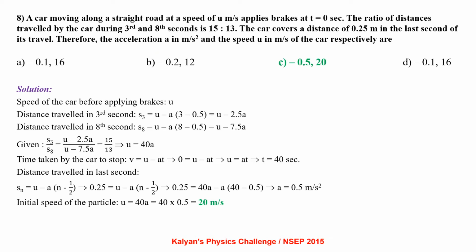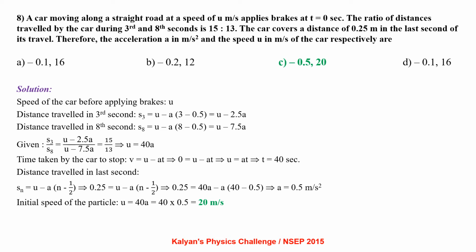A car moving along a straight road at a speed of u meter per second applies brakes at t equal to 0 seconds. The ratio of distances travelled by the car during 3rd and 8th seconds is 15:13. The car covers a distance of 0.25 meter in the last second of its travel. Therefore, the acceleration a in meter per second square and the speed u in meter per second of the car respectively are. Speed of the car before applying brakes is u.